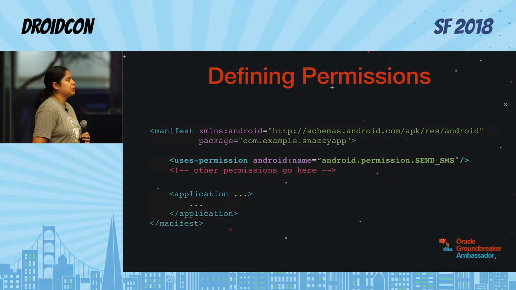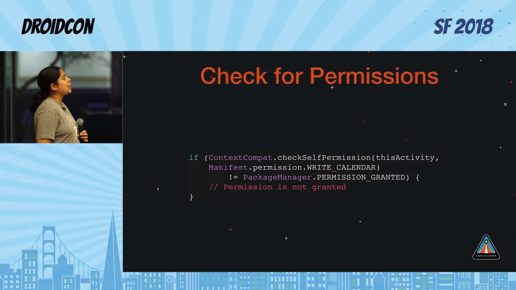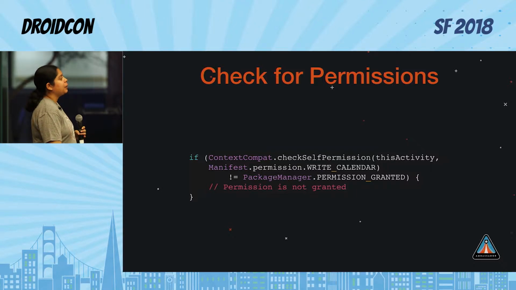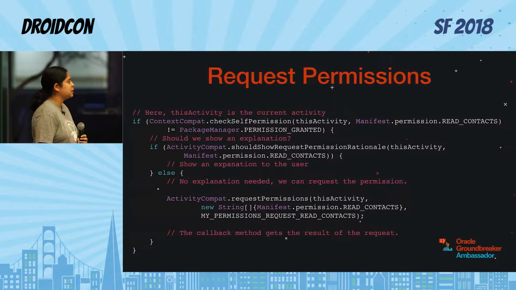We define these permissions in a manifest file. This is how I can check if I have a permission granted. If I don't have this permission, I need to request it from the user. We need to be careful because sometimes, when the user puts deny and never ask me again, the application won't ask for the permission. So we need to guarantee that we have permission before using some of those functionalities in our application.